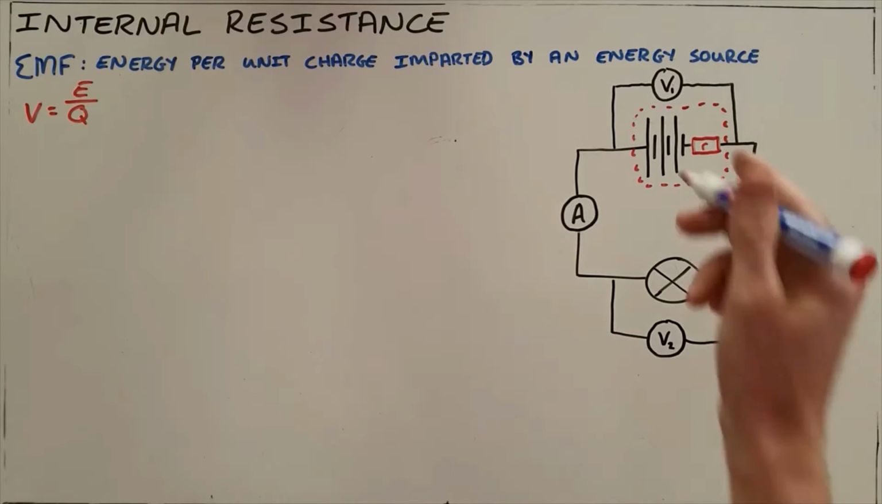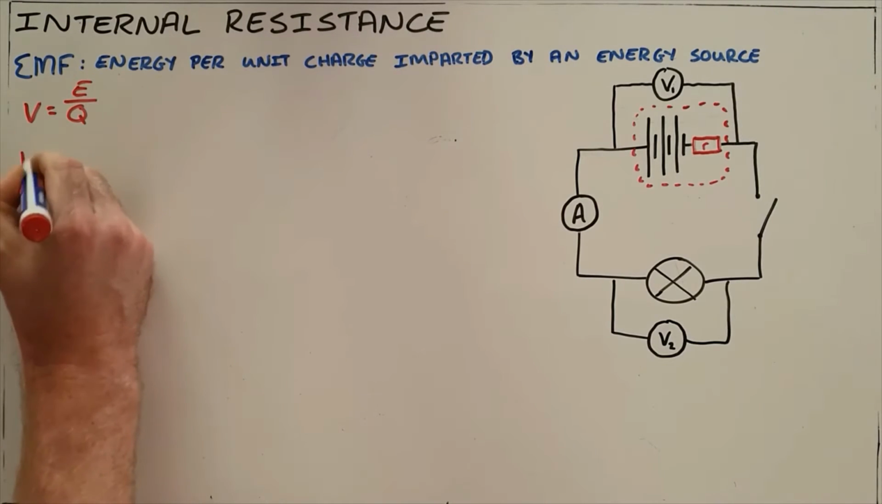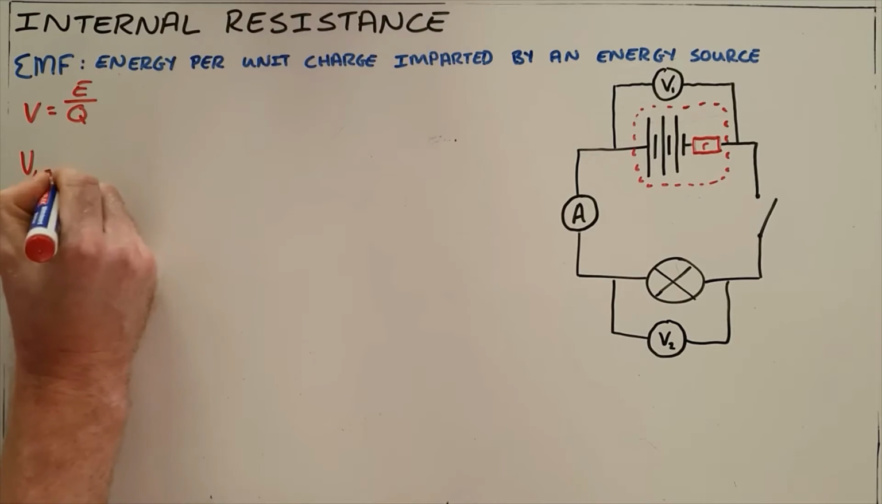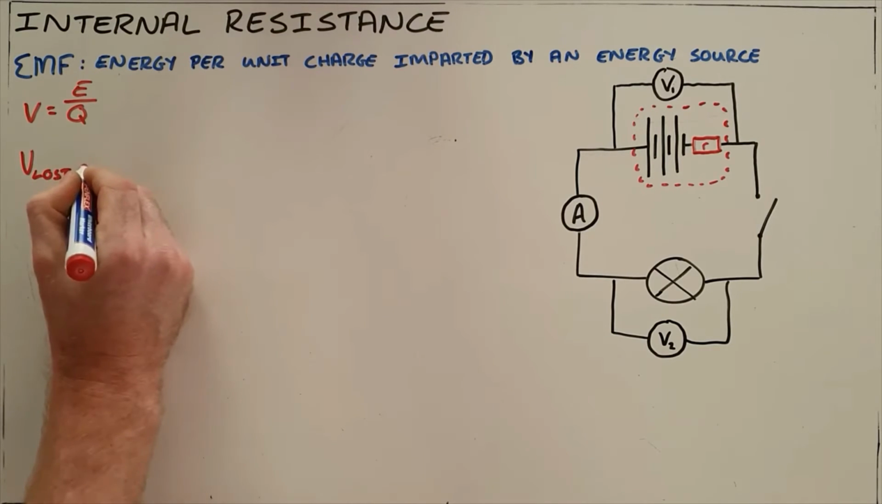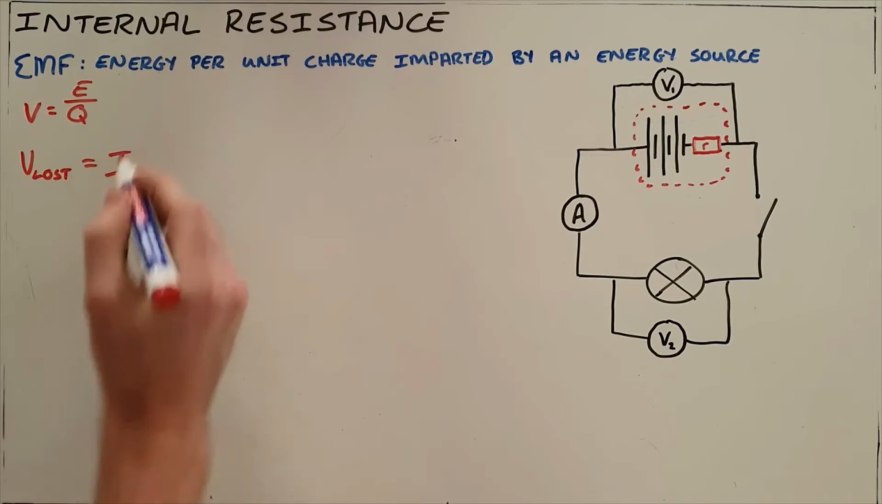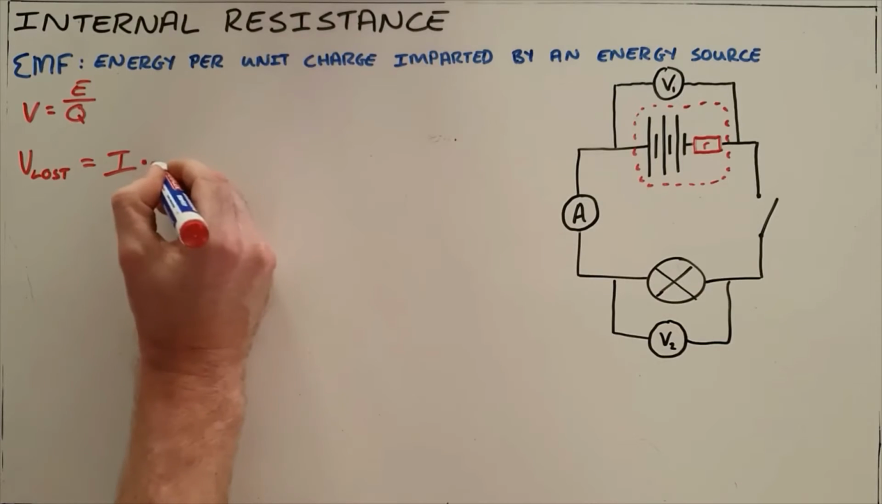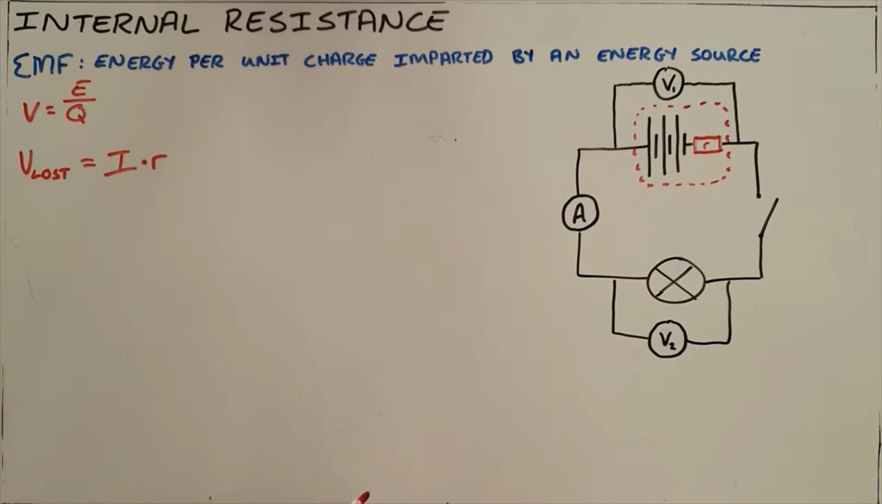Because that internal resistance is within the battery, any energy that is used inside that battery is considered to be lost, because it is not able to be used in the external circuit, which is why we have a battery. And so we call the potential difference, or the voltage that is lost to internal resistance, the lost volts. It is equal to the current passing through the battery and through the entire system multiplied by the internal resistance of that battery.